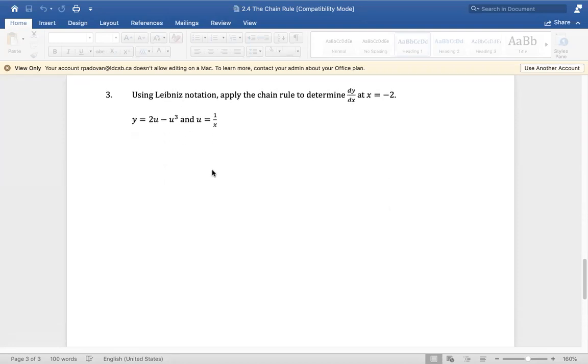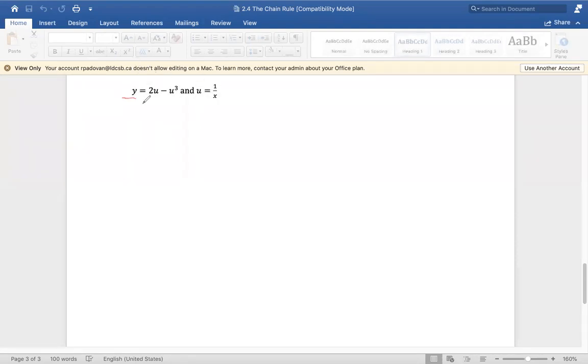So here are my basically two terms, right? I've got y equaling 2u minus u cubed, but u itself is equal to 1 over x. So again, here we have two parts. So we need to look at this as, I'm just going to erase this so I have more room here. I have this part here. I have this as part 1. And I have this section here as part 2.